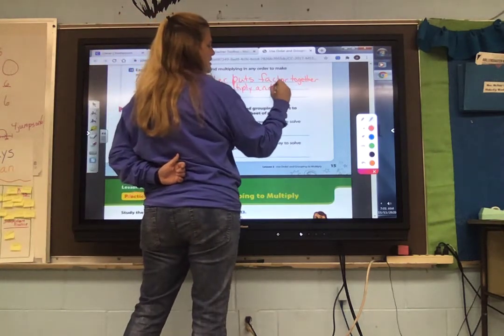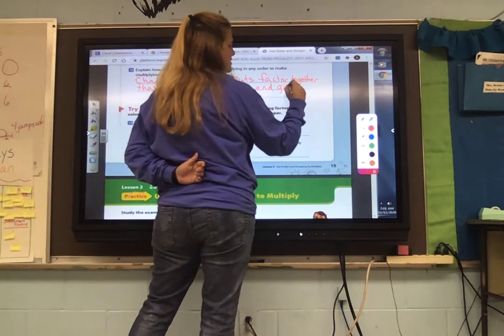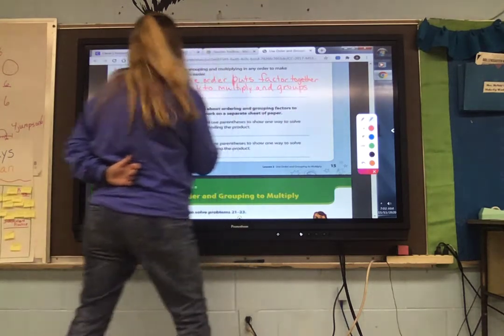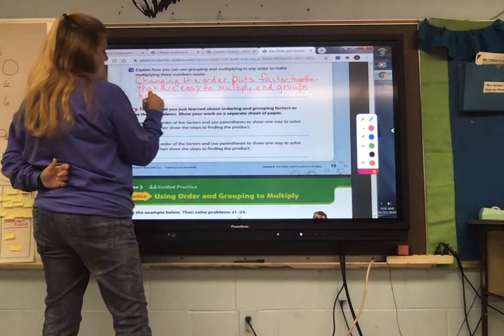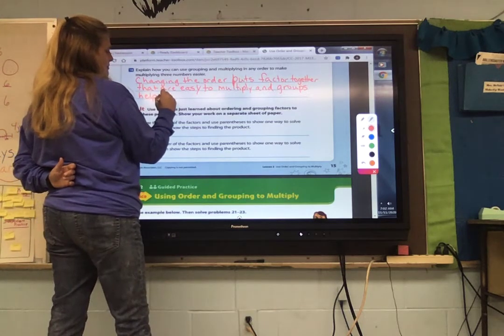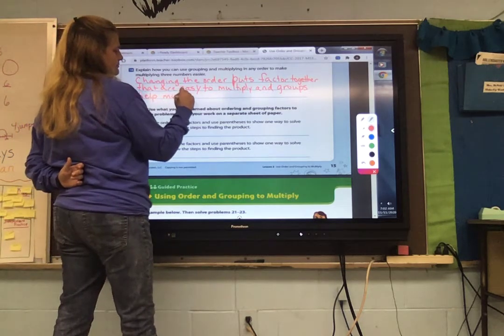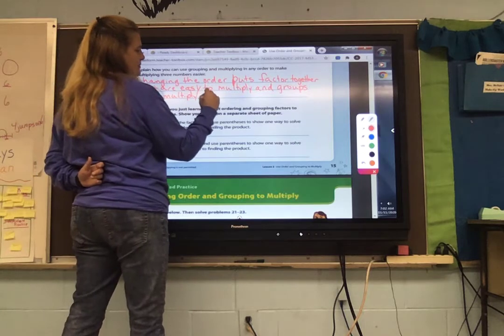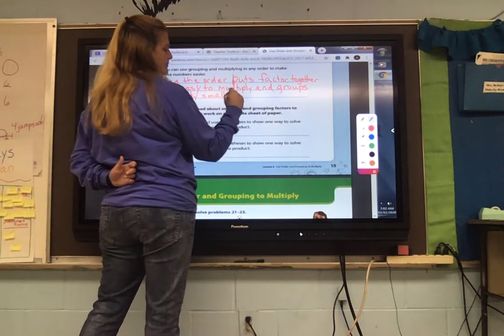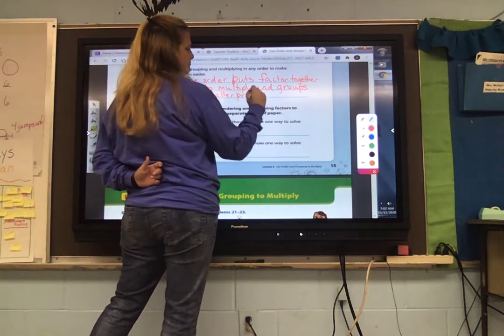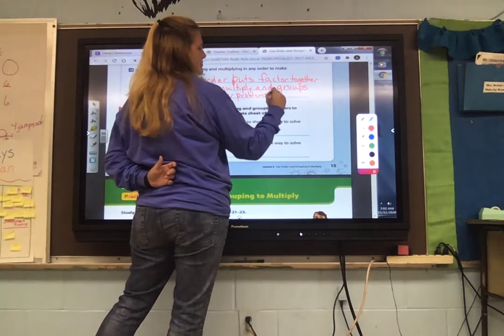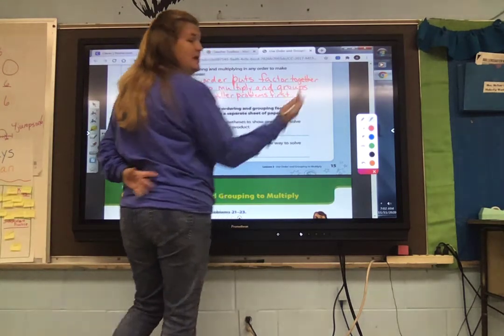and changing groups helps multiply smaller problems first. That's basically what it does.